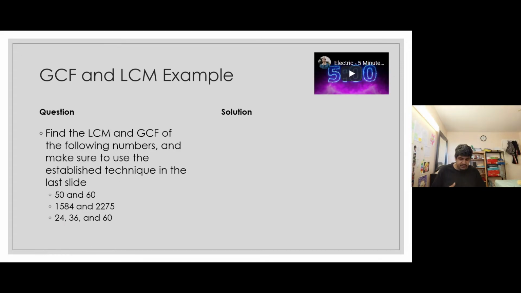Okay. Finally, we're going to do an example. I pretty much did one on the previous slide, but I want to do an example of an LCM and GCF scenario. So we're going to do the biggest one, the big dog question here. We are going to do this question here, and these two I will assign as homework. All right, so we have 1584 and we have 2275. What's the first step going to be?